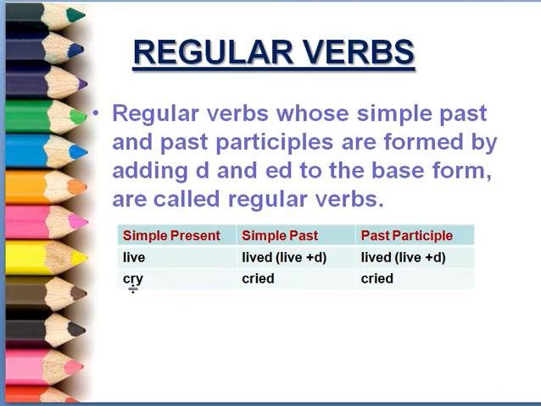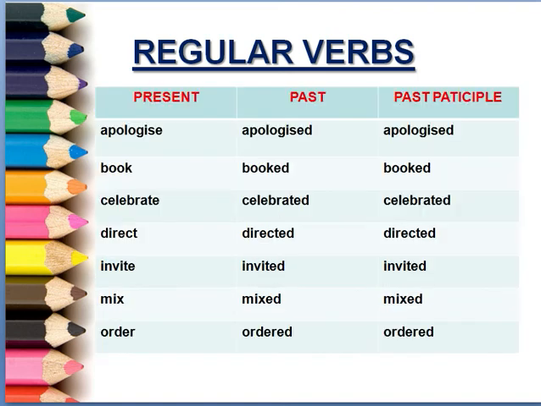Let's see the second one. Cry. So what we will add? Ed. Cried, cried. Understood, student? In regular verbs we will add only d and ed to the base form. Here are some forms of regular forms of verbs.